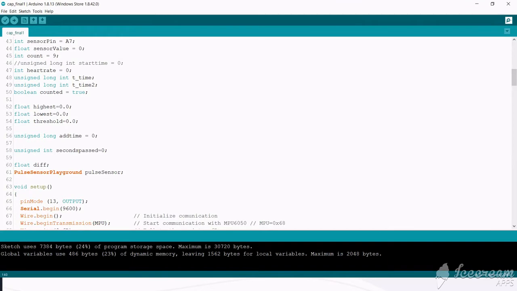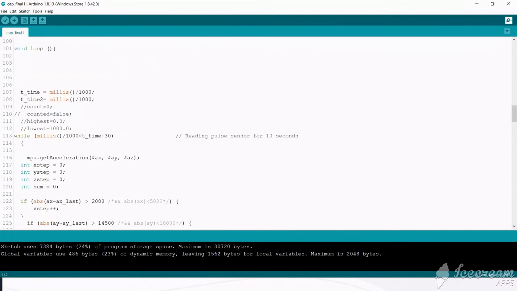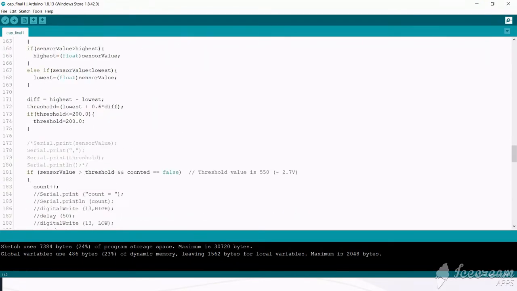The following is code related to the Arduino. The Arduino is responsible for proper thresholding to get the appropriate pulse and steps taken using both the pulse rate monitor and the accelerometer.